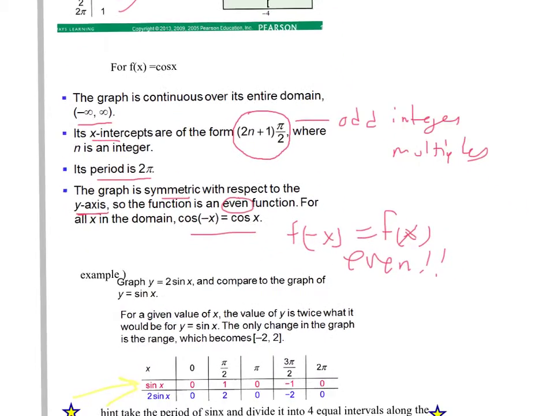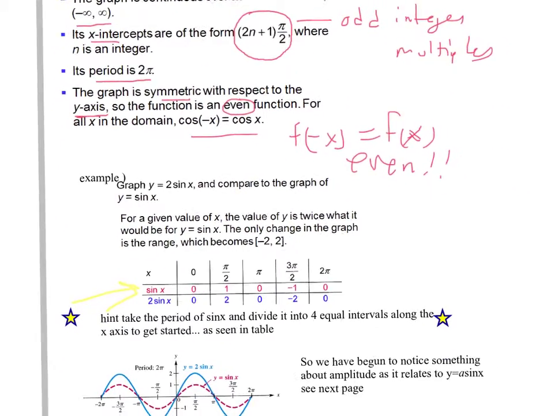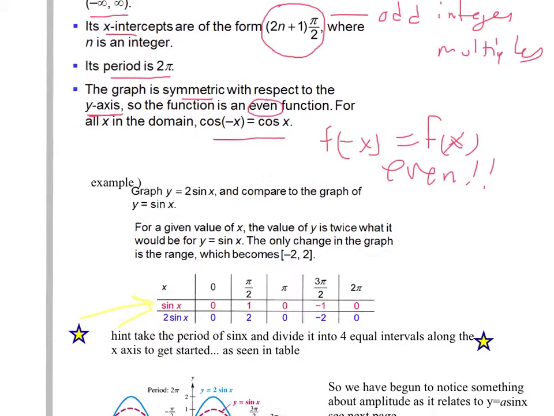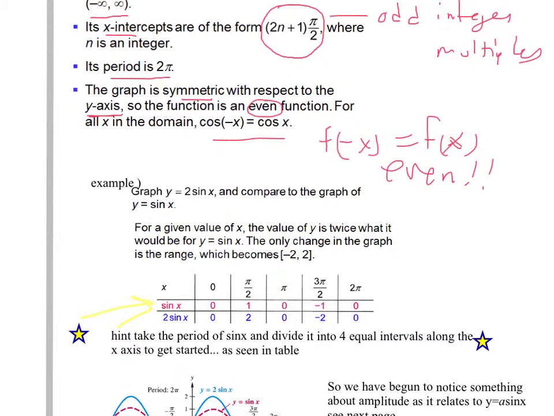Okay, now we're ready. All of that, and I was ready to do an example with you. Graph y equals 2 sine x and compare it to the graph of sine x. So we have a general recipe, and I wanted to talk about that. You want to take the period of sine x, divide it into 4 equal intervals along the x-axis to get started, as seen in this table.